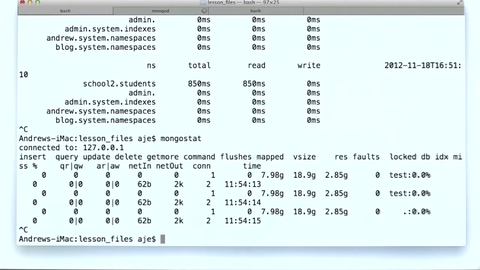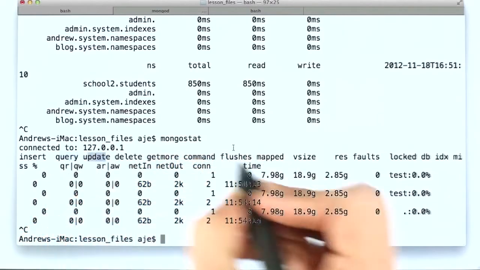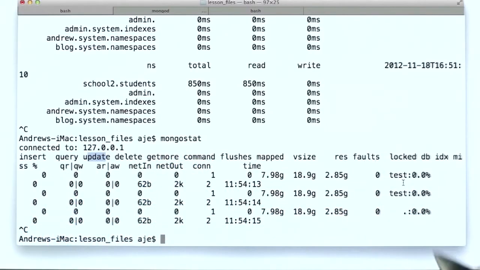But it's showing you a bunch of information about how many queries there are per second, updates per second, and flushes per second. The one that most people are most interested in or find most interesting about this report is this IDX miss percentage. And IDX miss percentage, this is actually the miss rate to the index in memory. So it isn't whether or not you're using an index, it's whether or not when an index is accessed, it hits memory, or it has to go to disk.